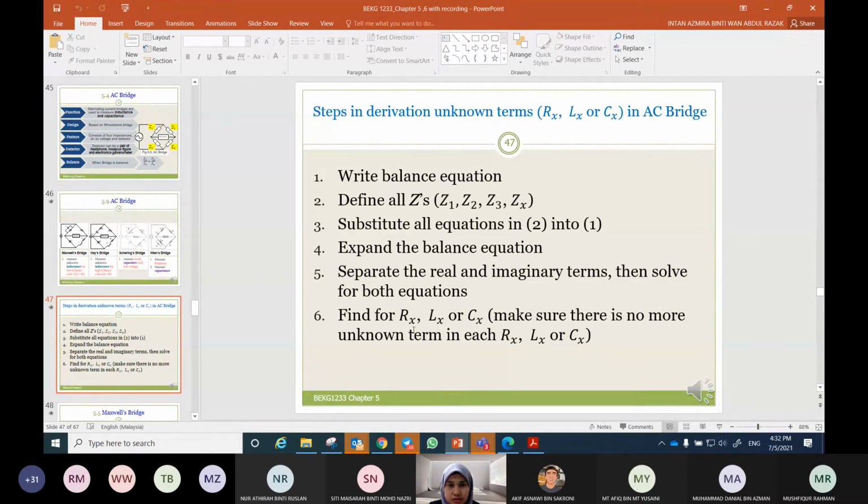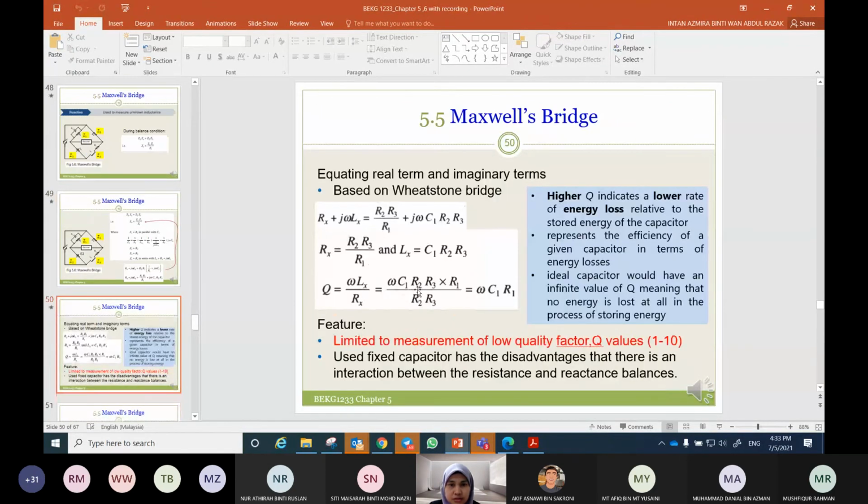And the last one is to find what is Rx, Lx, or Cx. Make sure there is no more unknown term in each Rx, Lx, or Cx. Meaning that in the last step, we must make sure that there is no Rx and Lx in the Rx term. The unknown terms are Rx and Lx or Cx. So the final equation of Rx and Lx must not contain unknown terms.